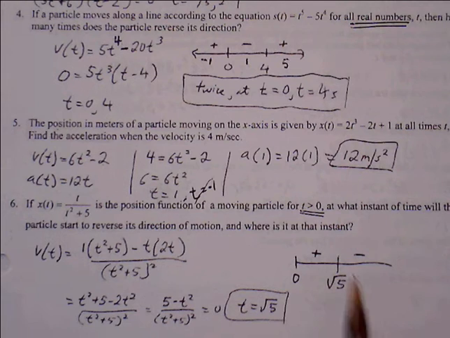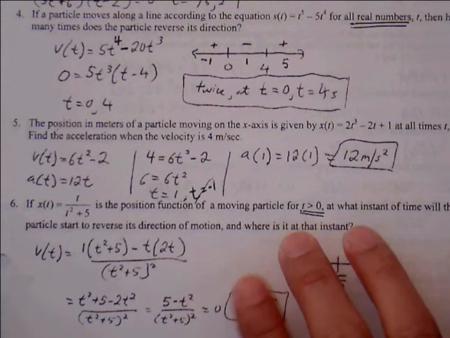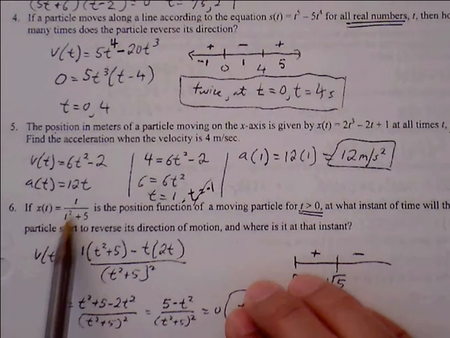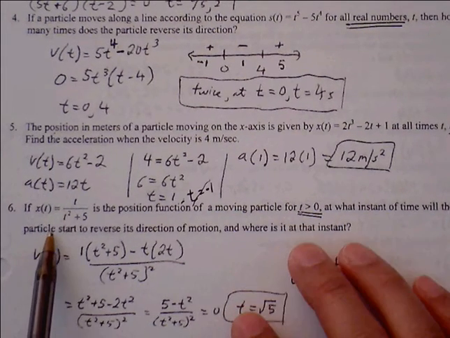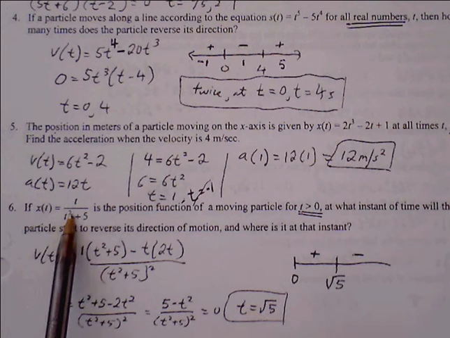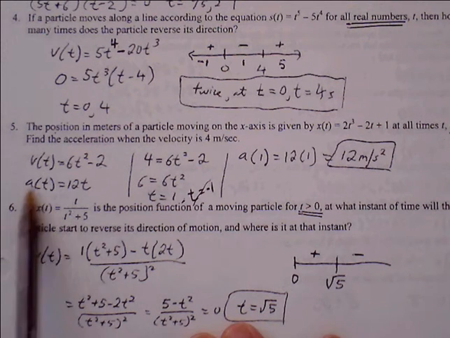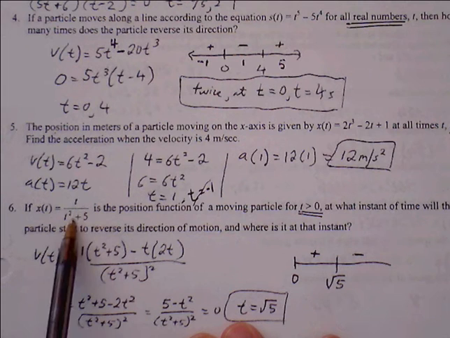So just because a particle is at rest does not guarantee that this particle will change direction. However, it is a starting point for us. If we can find out where the particle is at rest, where the velocity is 0, then that at least is a candidate for a potential place where the particle could reverse direction. So we want to set velocity equal to 0, but before we do that, we need to get to our velocity function. So we need to find the derivative of the position function.